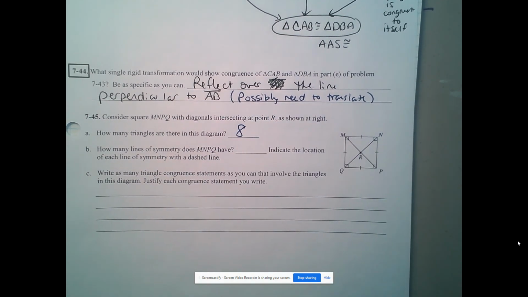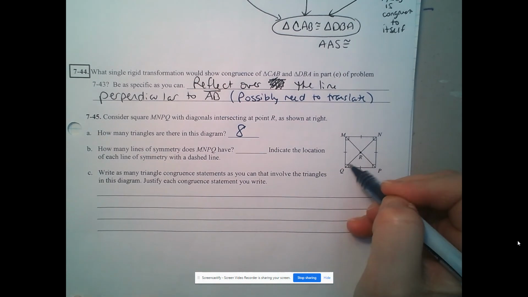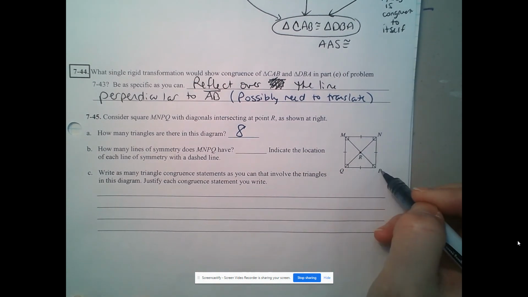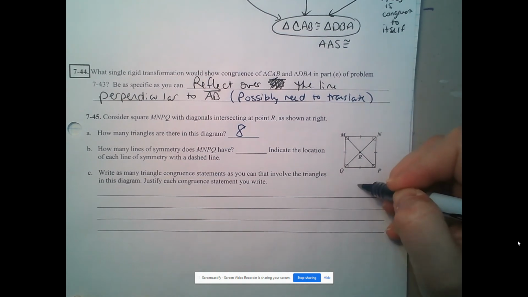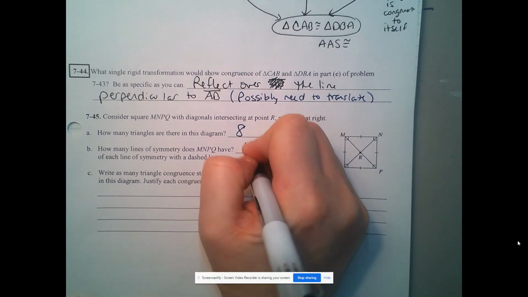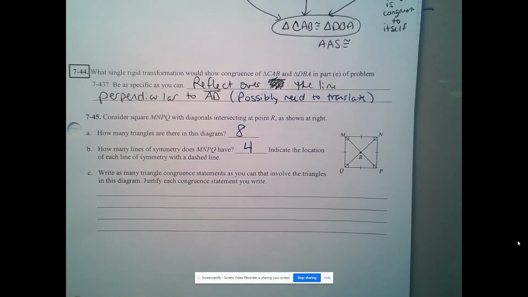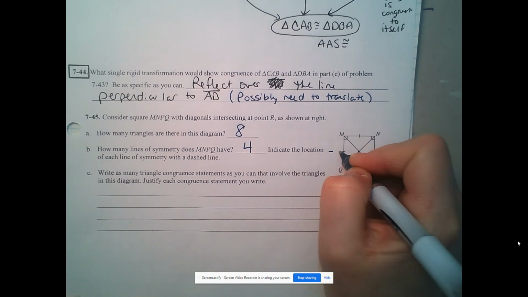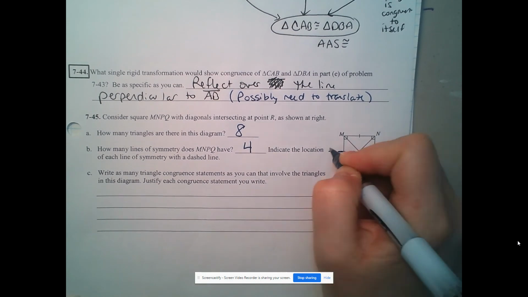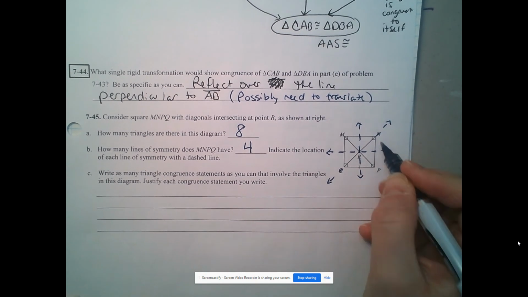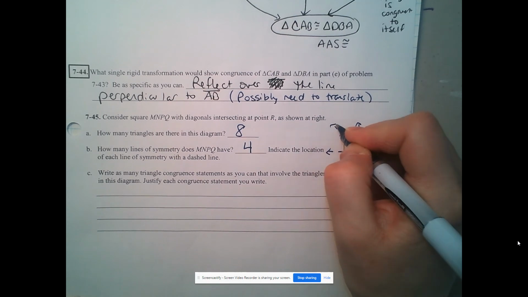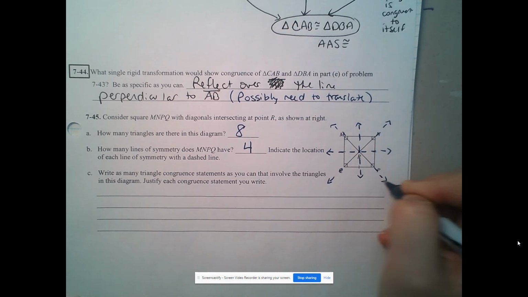How many lines of symmetry does the square have? Well, the 2 that are already here, NQ is a line of symmetry, MP is a line of symmetry, but you could also do one that is vertical and you could do one that's horizontal. So it has 4 lines of symmetry. So I could do a dashed line for the horizontal, a dashed line for the vertical, a dashed line through NQ and a dashed line through MP. So there's your 4 lines of symmetry.